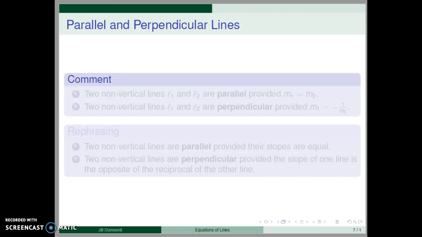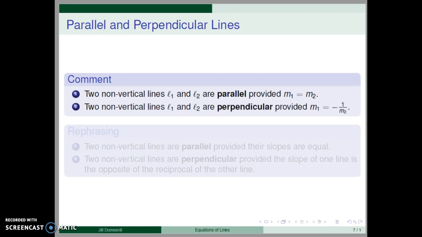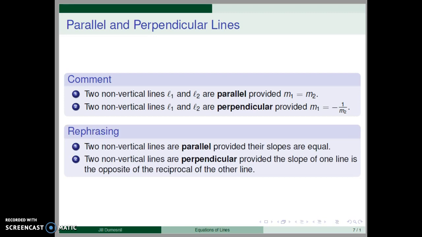Now let's consider parallel and perpendicular lines. Two non-vertical lines are parallel provided their slopes are equal, while two non-vertical lines are perpendicular provided their slopes are negative reciprocals. Note that we specify non-vertical lines because we are comparing the slopes of these lines, and vertical lines have undefined slope.